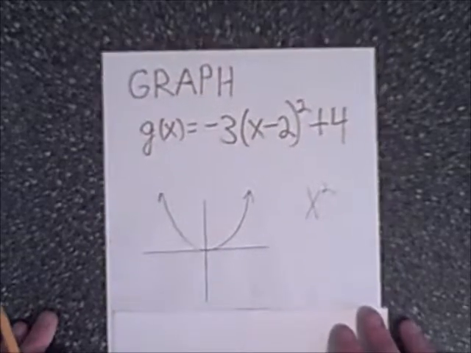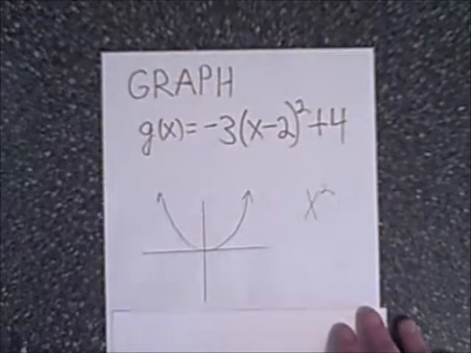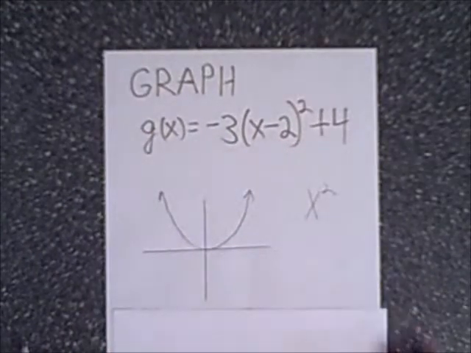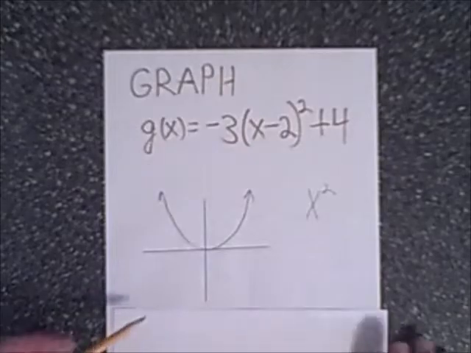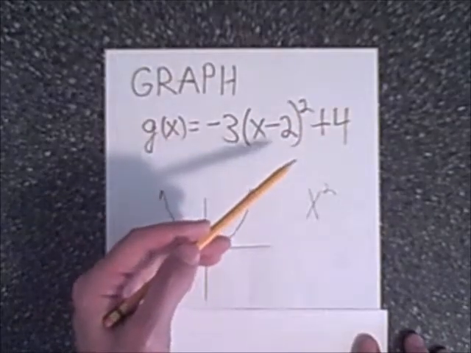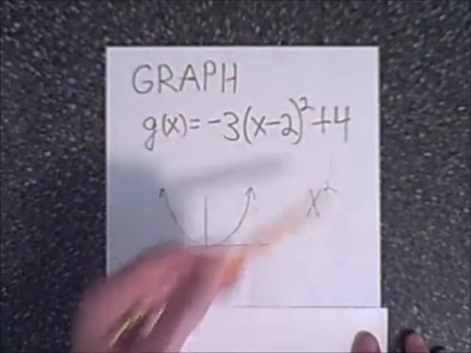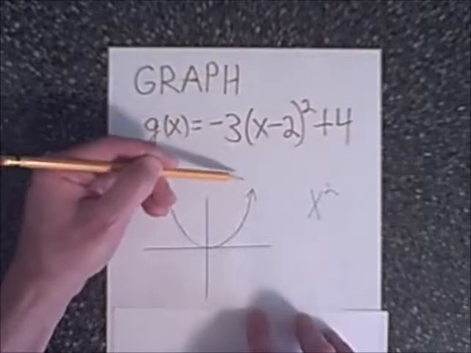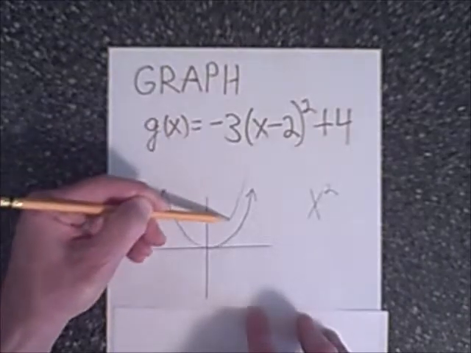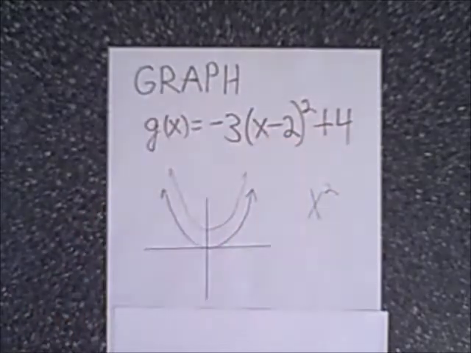Okay, and then now what you have to do is examine the way it's been transformed and translated. Okay, so the first thing, from the previous example, we have a vertical shift. If you remember in the previous example, we had an upward shift of 5. This one is an upward shift of 4. Okay, so of course if we were to shift this up 4, it would look something like this. Okay, so that would accommodate the plus 4.